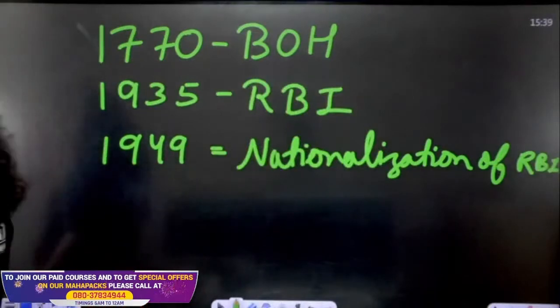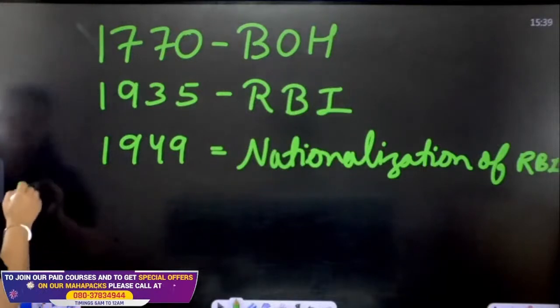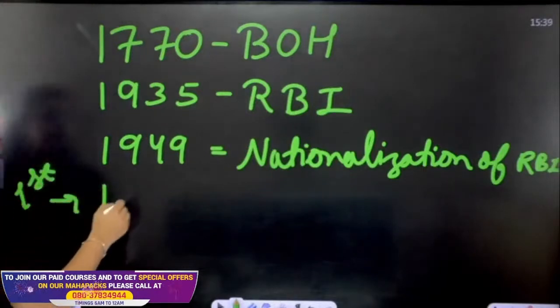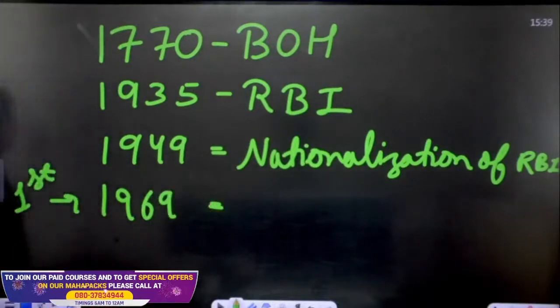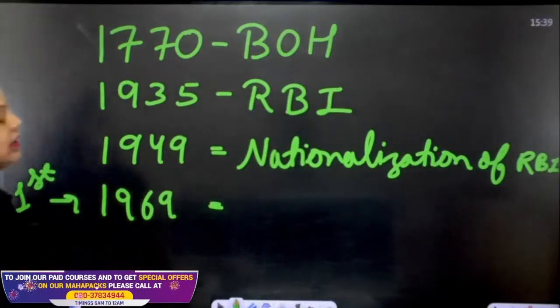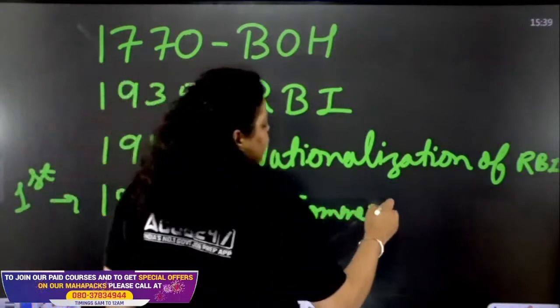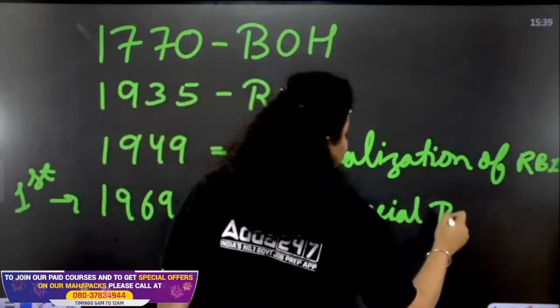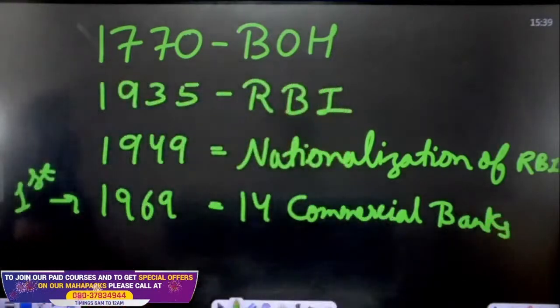Clear? Apart from that, the first nationalization of commercial banks happened in 1969. In which year? In 1969, the first nationalization of commercial banks was seen, and 14 commercial banks were nationalized in the year 1969. How many commercial banks? 14 commercial banks were nationalized.